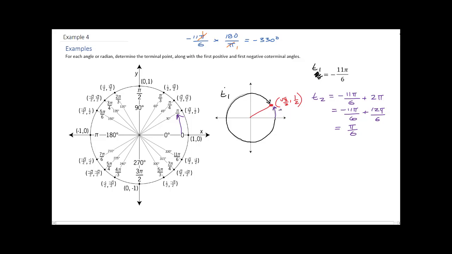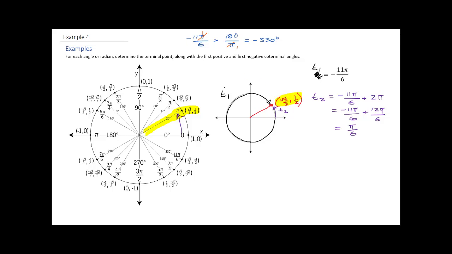So the reason I'm doing this with you too is this is a way to find other spots, or other ways to find the same spot on the unit circle, right? So I can travel negative 11 pi over 6, or I could just travel pi over 6 in the positive direction. Either way, I end at the same terminal point, right? That's the key. We end right here no matter what, which is at 30 degrees, right?